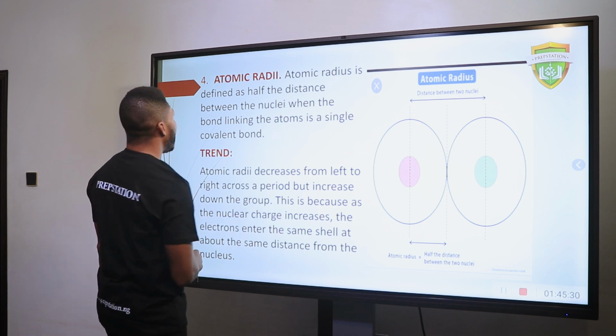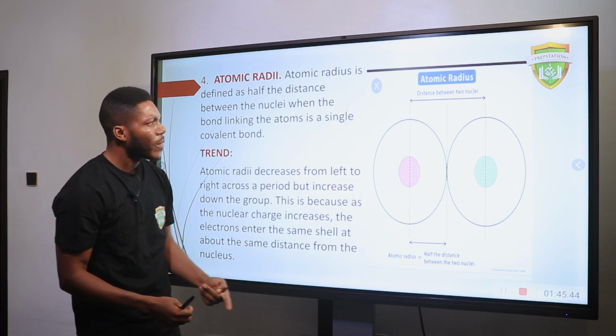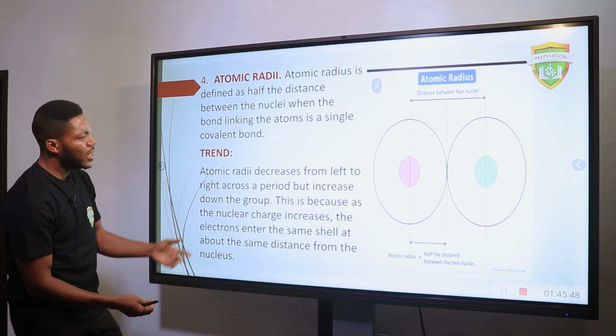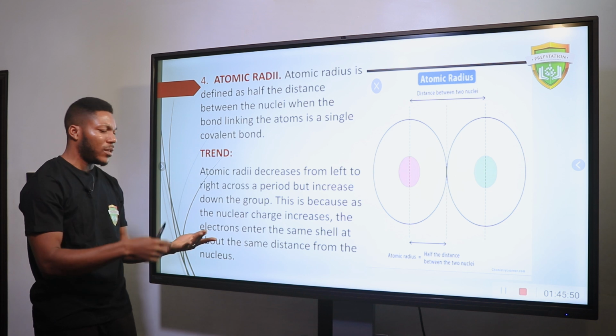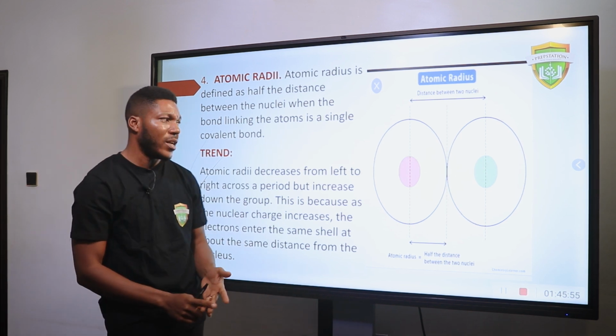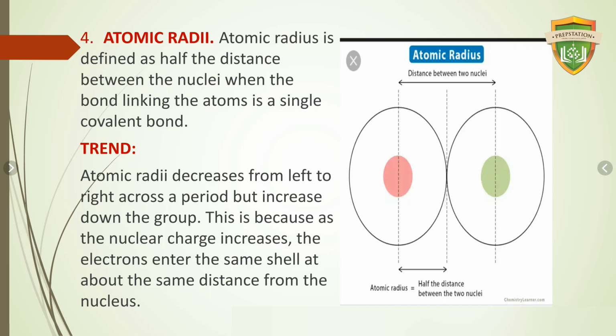All right, atomic radii. This is plural; singular is radius. It is defined as the distance between the nuclei when they bond, linking the atoms in a single covalent bond. Or you can say it is simply what determines the size of an atom. The trend here is the opposite of electron affinity, electronegativity, and ionization energy. So what's the trend? Atomic radii decrease from left to right across the period, but increase down the group.